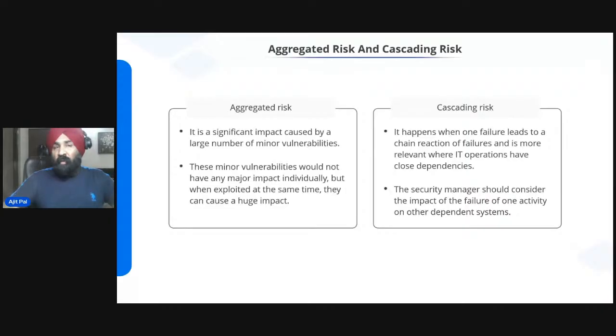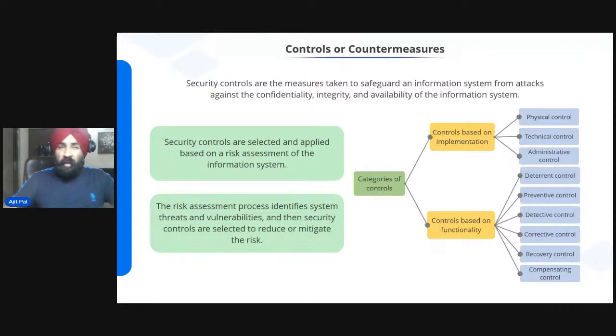Then on the basis of, look, in our response phase, we implement controls. Controls are of different types, and controls are applied on the basis of risk assessment. Like when you go to a doctor, he will ask you about your problems, and when you tell him your problems, then on the basis of those problems he will give you medicines. So controls can be categorized on the basis of implementation and on the basis of functionality.